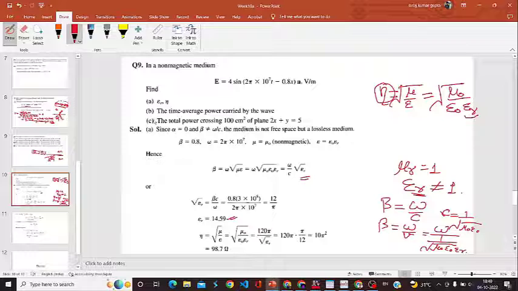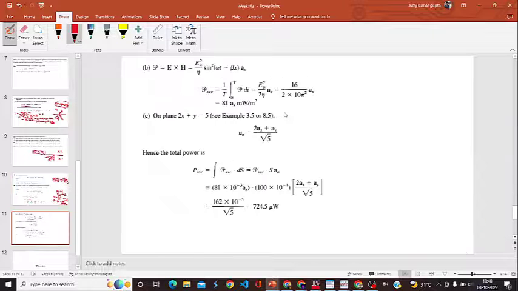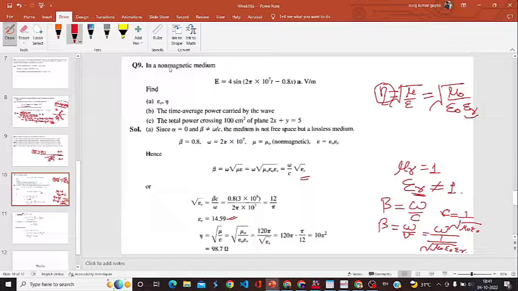Okay, so let us move ahead and find out the B part of this problem, that is the time average power carried by the wave. As we know, the power that a wave carries is defined by the Poynting vector, which is equal to E cross H star. The value of E is given to us.